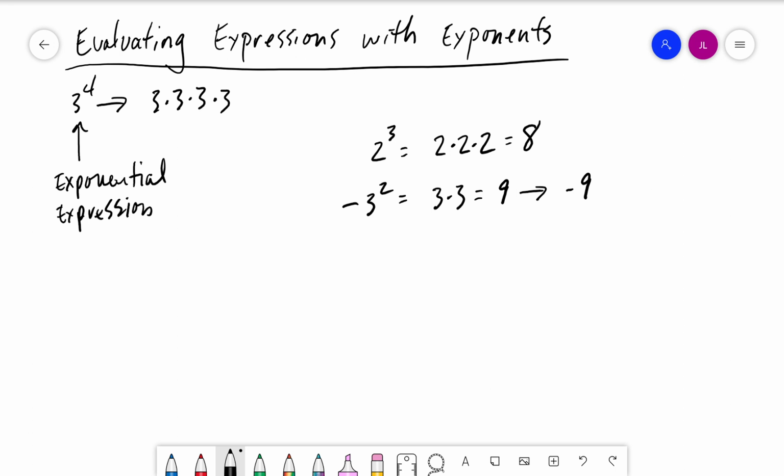Now conversely, if we look at something like negative 3 in parentheses squared, then what this means is really this exponent is now tied to the base, which is everything in the parentheses. So if we think about that now, we're looking at negative 3 times negative 3. We know a negative times a negative is a positive, so there we get 9. So this is a very important thing to remember when we're evaluating expressions with exponents: if we have a negative sign, we need to be careful whether or not it's part of the base.